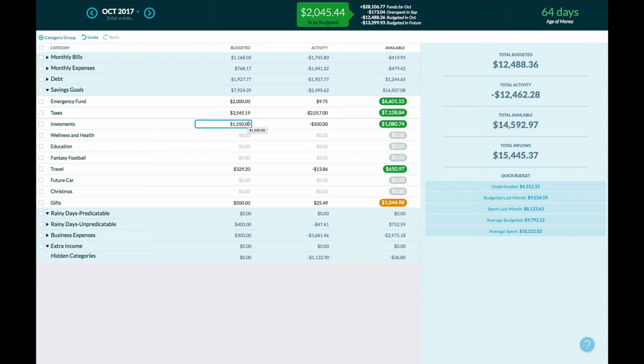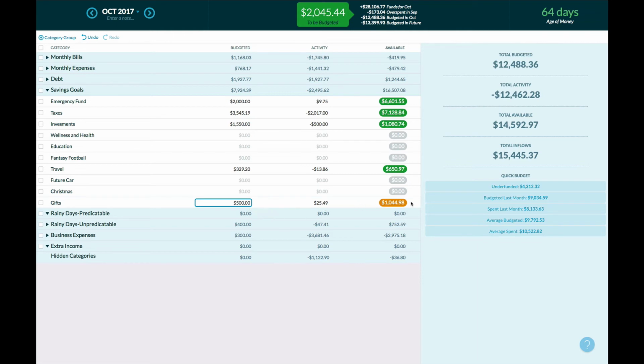So I'm trying to get back on a normal schedule to my budget. So that's why I'm allocating these funds there. I just got to get the unpredictable stuff back in there. All right, travel. I think I put 329 there. I know I have some travel coming up in December, so I have 650 in that category. And then gifts, I have 500 here.